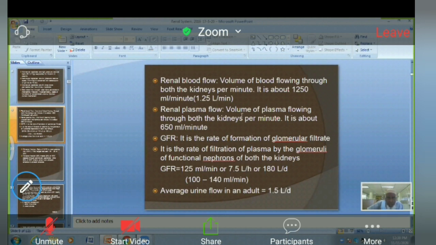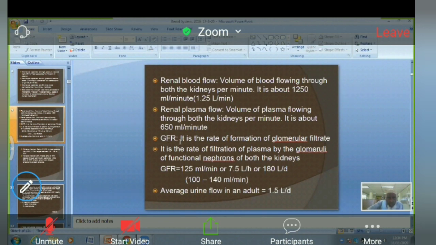Renal plasma flow. It is the volume of plasma flowing through both kidneys per minute. It is about 650 ml per minute. This is the average in adult persons, irrespective of sex.